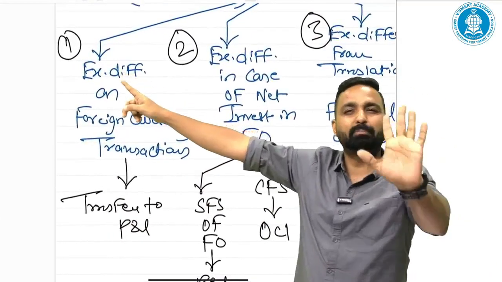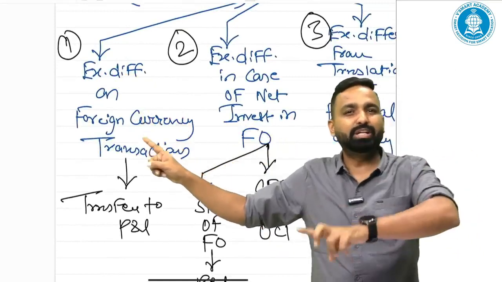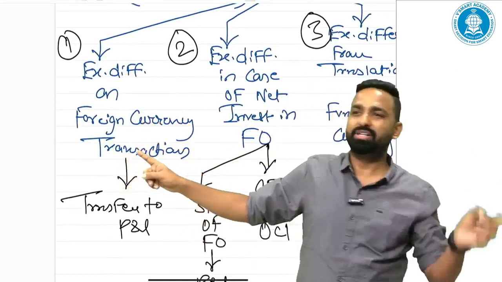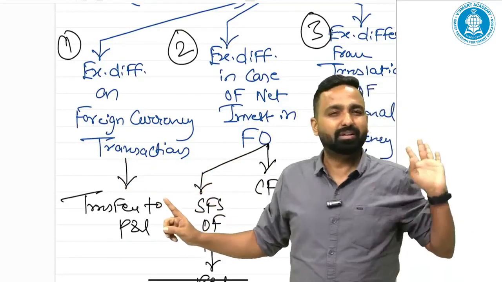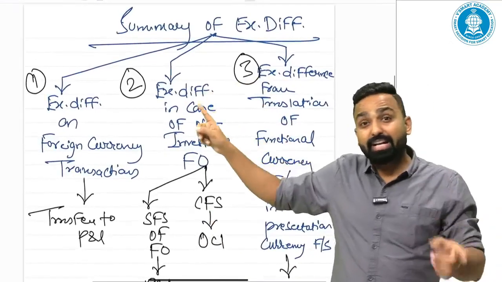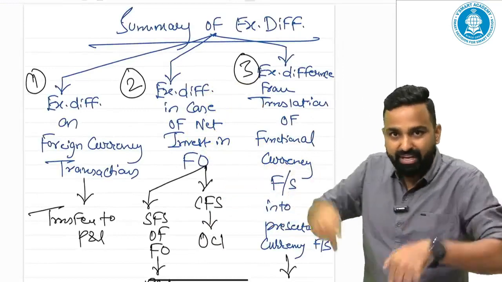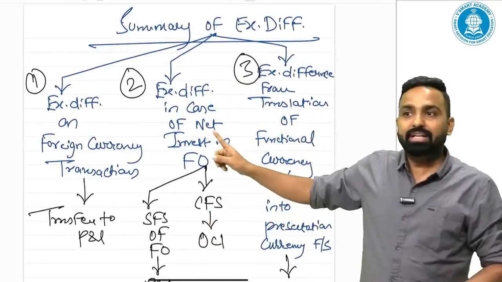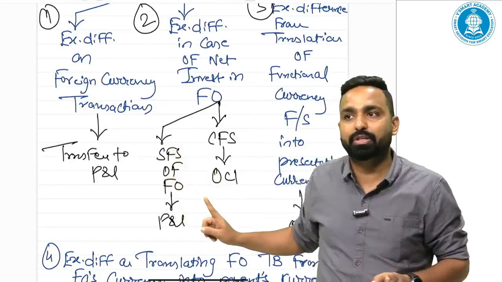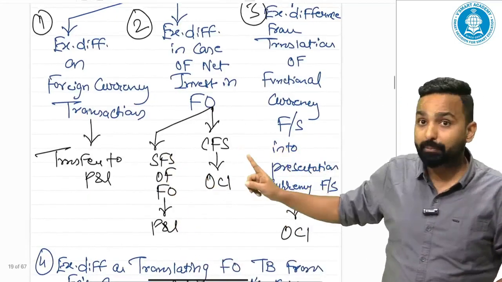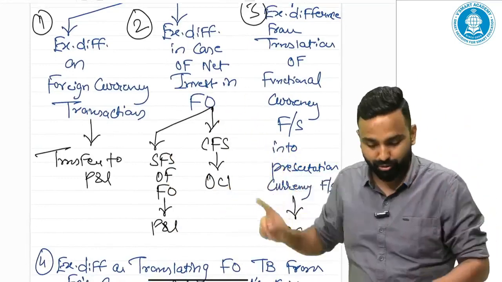The first is simple. Exchange difference on foreign currency transactions. There is a foreign currency transaction that you need to translate into functional currency. Every time whenever the exchange difference arises, transfer it to P&L. Simple. Second, exchange difference in case of net investment in foreign operation, which we have discussed right now. As far as the SFS, the individual financial statements of the foreign operation, transfer it to P&L. But as far as the group, transfer it to OCI. Of course, you can reclassify to P&L when the FO is getting disposed of.